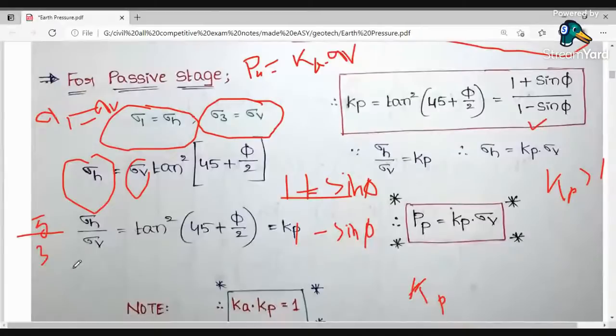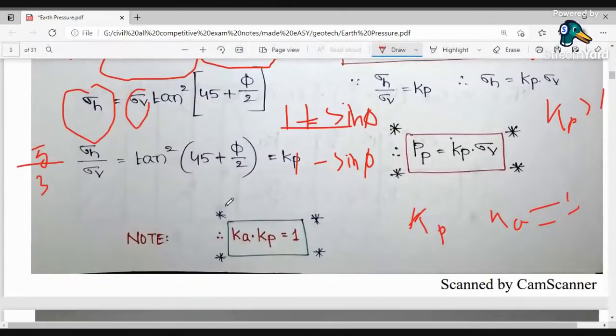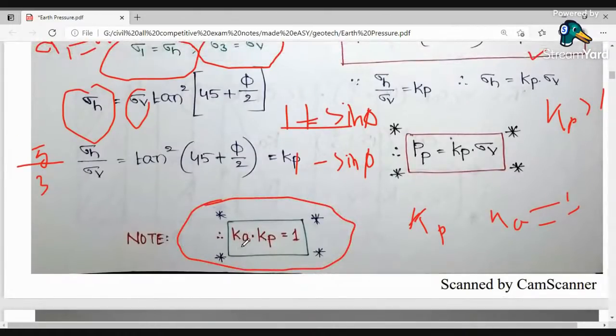And these two are reciprocal. We can say that Ka is nothing but 1 by Kp. So if you get the Kp value as 3, then the Ka value will be 1 by 3, just the reciprocal, right? So we have one relationship that you can remember: Ka, the coefficient of earth pressure at the active state, into Kp, the coefficient of earth pressure at the passive state, equals 1.